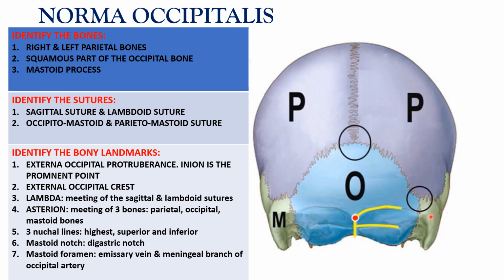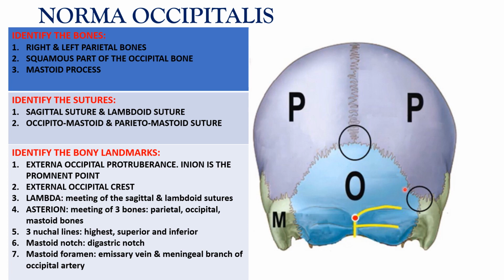Now again, let's review the normal occipitalis. We look at the bones. This is the parietal bone, this is the occipital bone, this is the mastoid bone. Now for the sutures, this is the sagittal suture, this is the lambdoid suture, this is the parieto-mastoid suture between the parietal bone and the mastoid bone, and this is the occipitomastoid suture between the occipital bone and the mastoid bone. Then we looked at the lambda, a meeting point between the sagittal suture and the lambdoid.